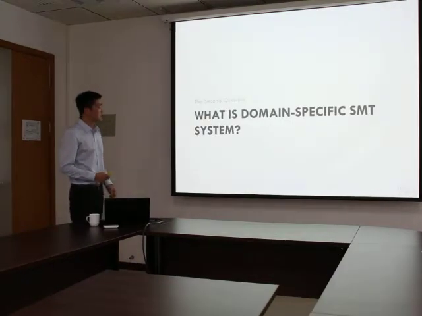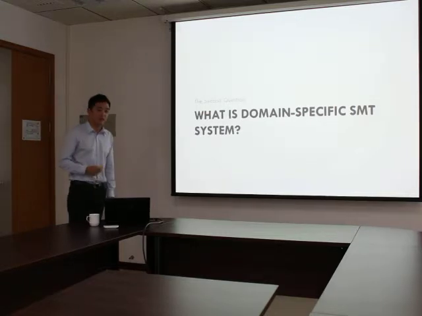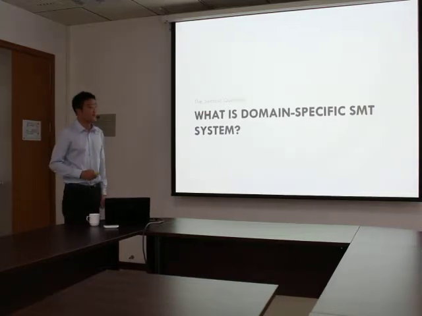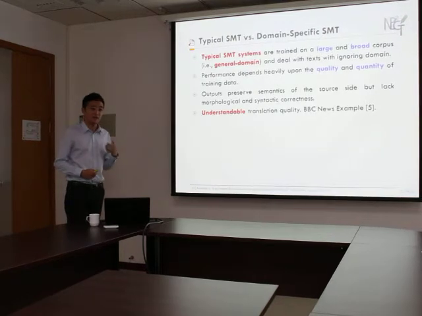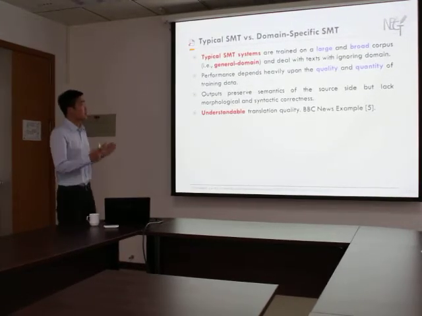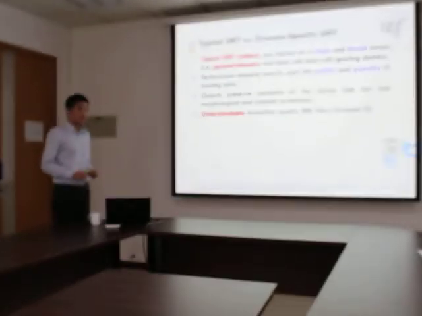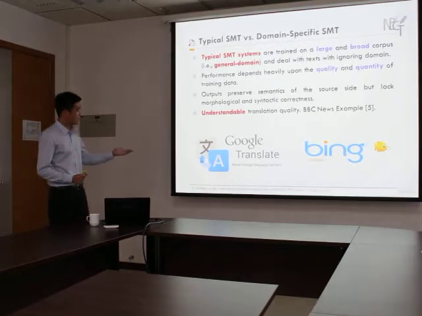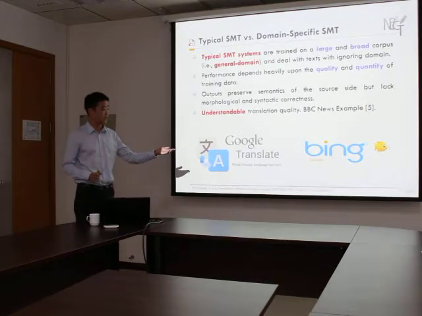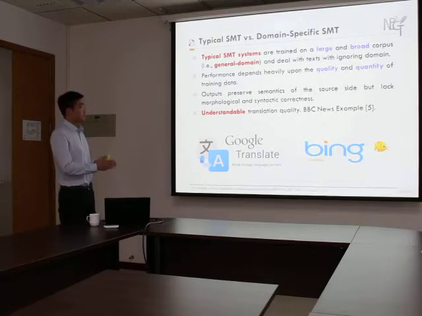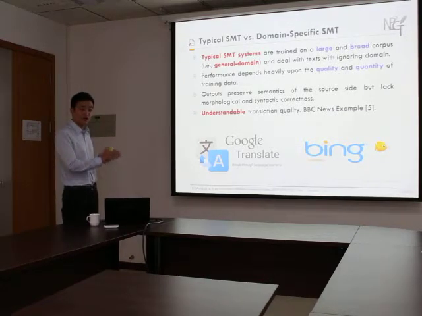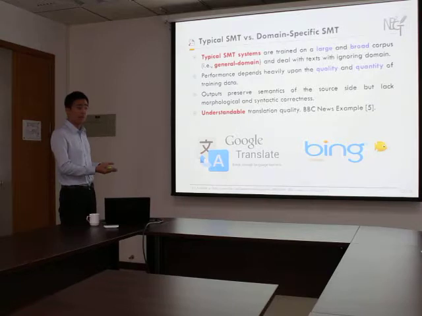So my second question is, what is a domain-specific SMT system? Let's firstly have a look at the typical one. It is trained on a large and broad corpus, which we often call the general domain corpus. And it deals with text, but often ignores the domain problems. Here are two real-life systems, for example, Google Translate and Bing Translator. Their performance depends heavily upon the quality and quantity of the training data.